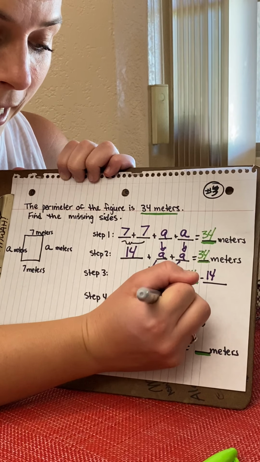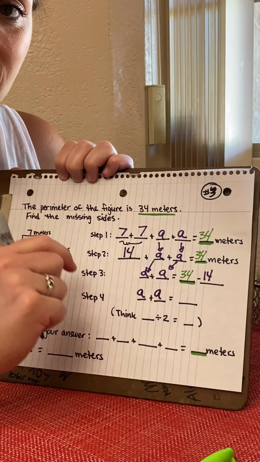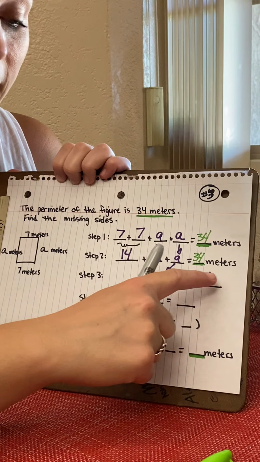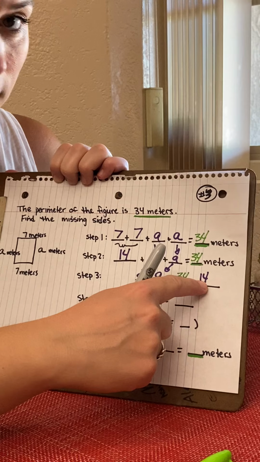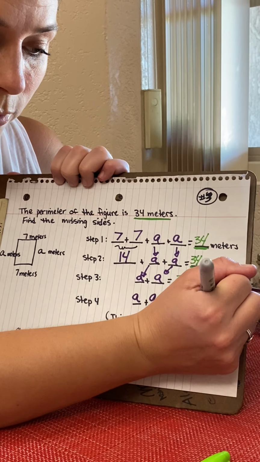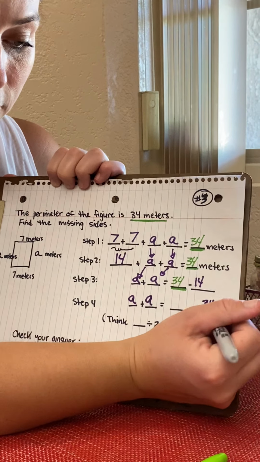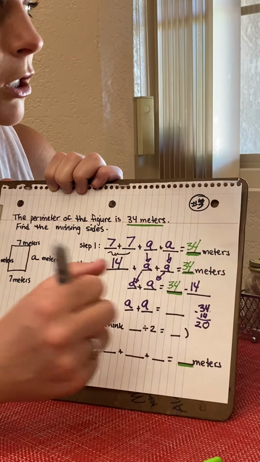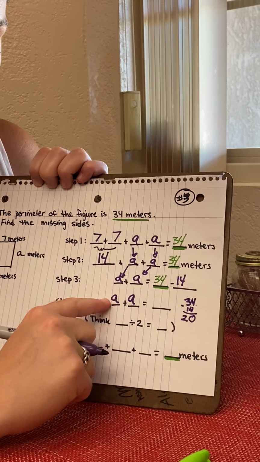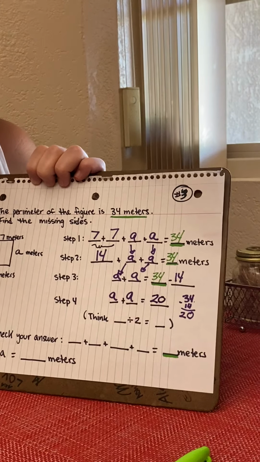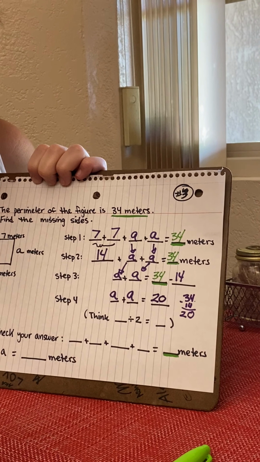A plus A, so something plus something has to equal, what is 34 minus 14? If you don't know how to subtract it that way, that's fine. You can stack them. You can do whatever you need to find your answer. 4 minus 4 is 0. 3 minus 1 is 2. So I know that A plus A together have to equal 20. But that doesn't tell me what 1A equals.